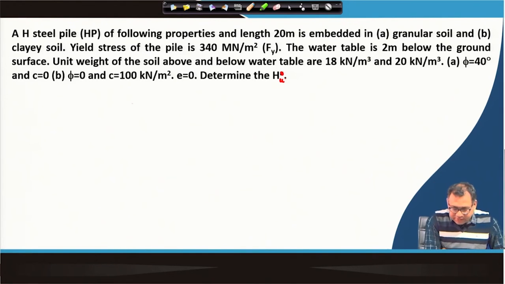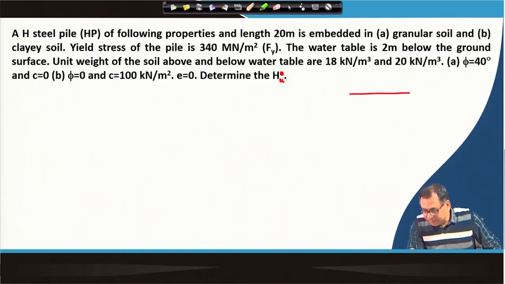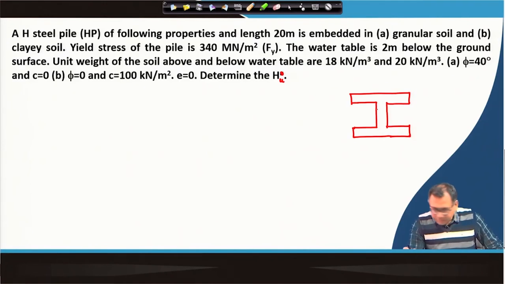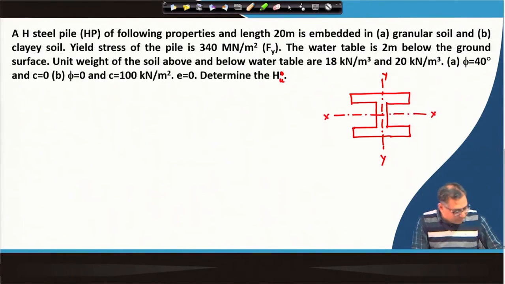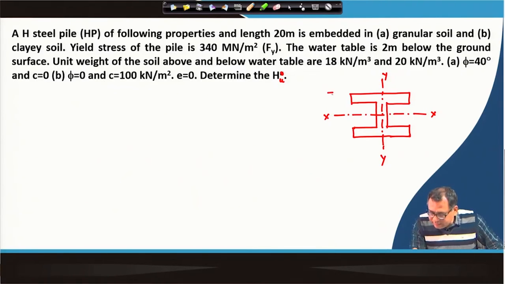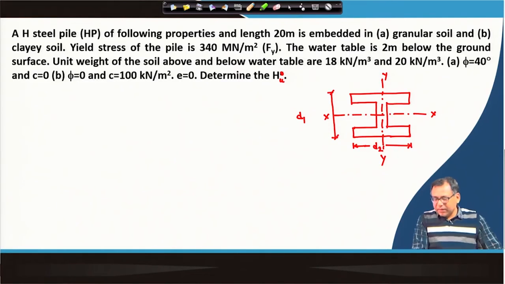For this H section, I am giving the details of that section. It is a steel pile with H section. Yes, this is the H section, and this is the YY axis, and this is the XX axis. Now, there are different terminology. This is the D1, which is the depth of this section, and this is the D2, which is the width of this section. These D1 and D2 values are available depending upon which section you are using.